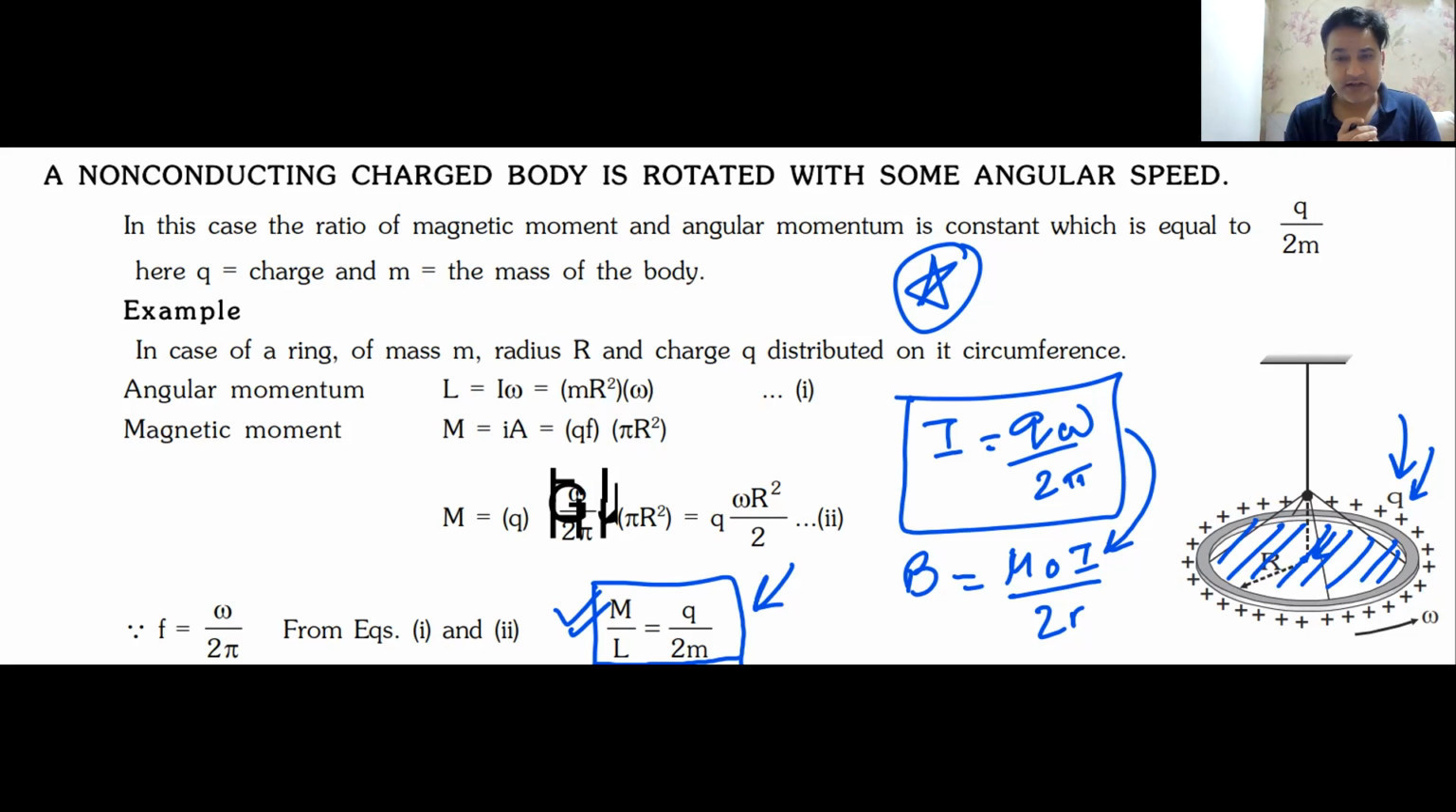A disk of radius r, mass m, charge q is rotating with a constant angular velocity omega. What is the magnetic field at the center of the disk? I'll give you 2 minutes. Think about it.